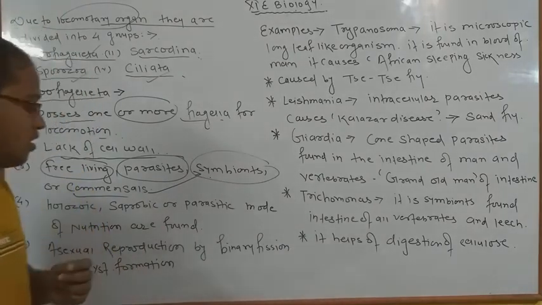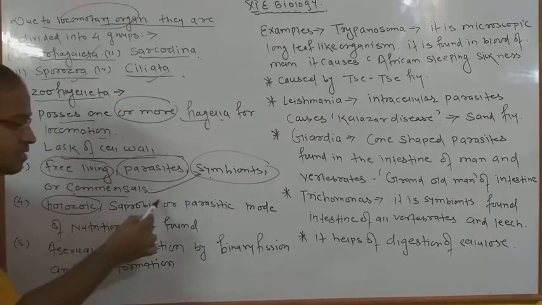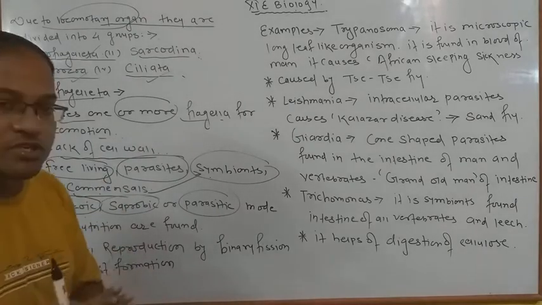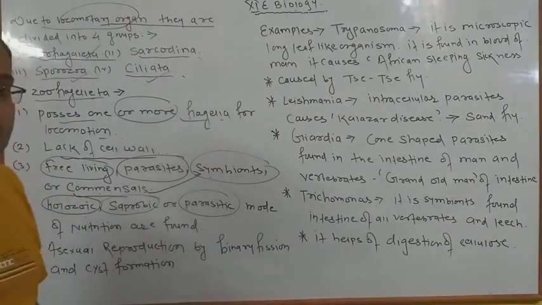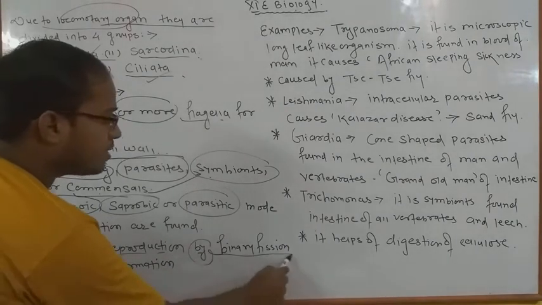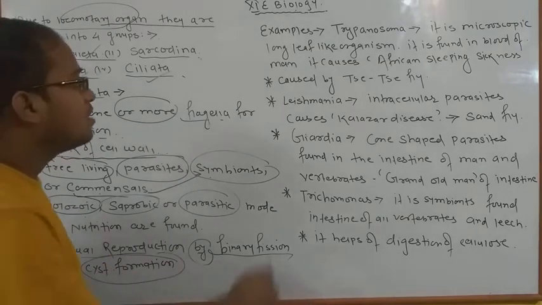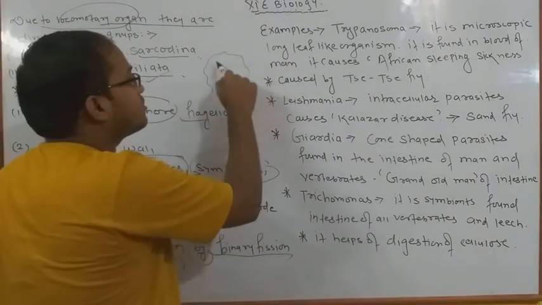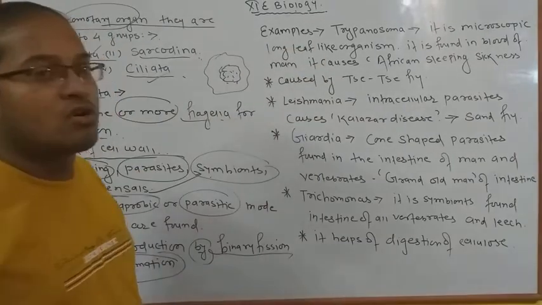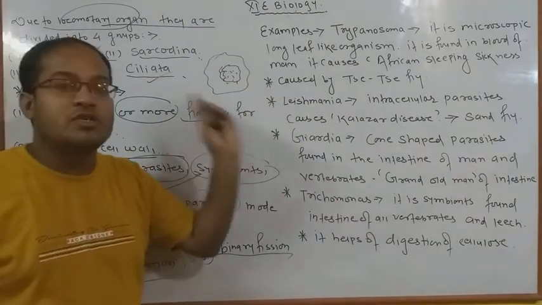Now we have to discuss that the mode of nutrition in Euflagellata is holozoic, saprobic and parasitic in nature. These three types of nutrition are found in the group of Euflagellata. Now second, asexual reproduction. This takes place by binary fission, as we have studied in amoeba. And second, cyst formation. Cyst formation means special cysts are formed to divide their number. In most unicellular organisms, reproduction takes place by means of cyst formation.